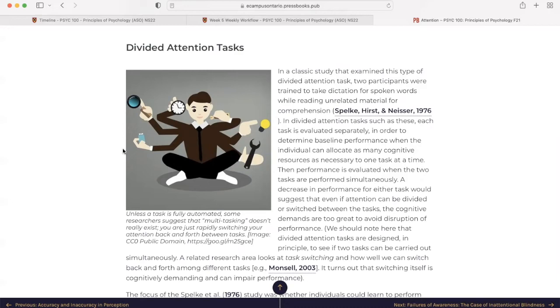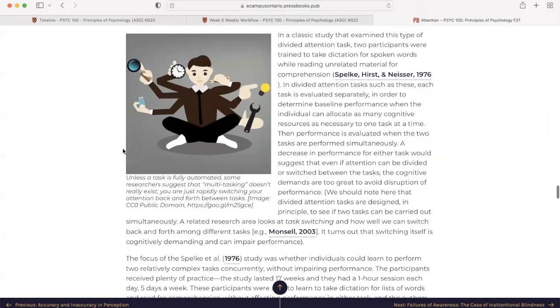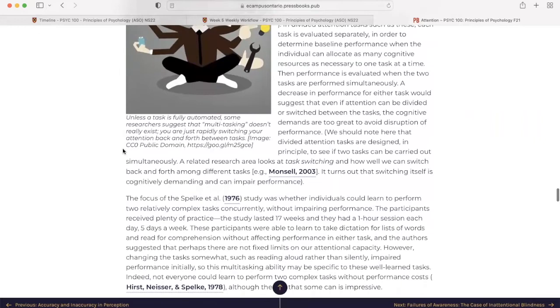A decrease in performance for either task would suggest that even if attention can be divided or switched between the tasks, the cognitive demands are too great to avoid disruption of performance. We should note here that divided attention tasks are designed in principle to see if two tasks can be carried out simultaneously. A related research area looks at task switching and how well we can switch back and forth among different tasks. It turns out that switching itself is cognitively demanding and can impair performance.